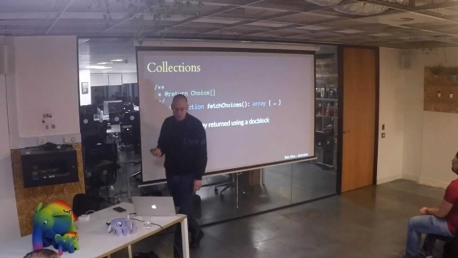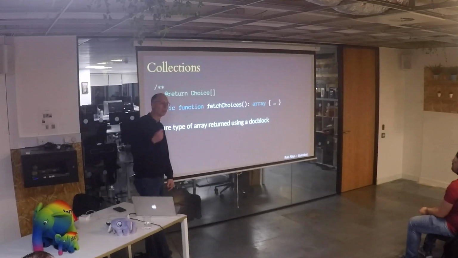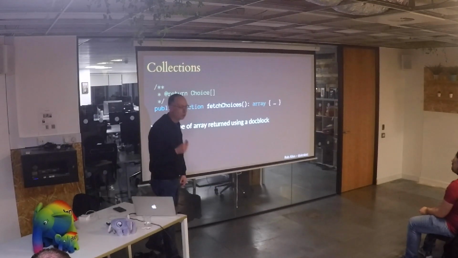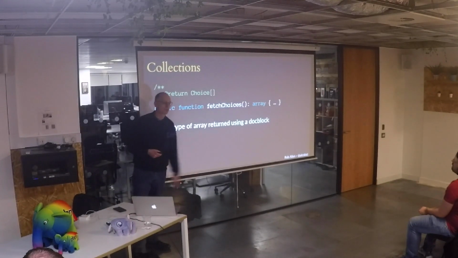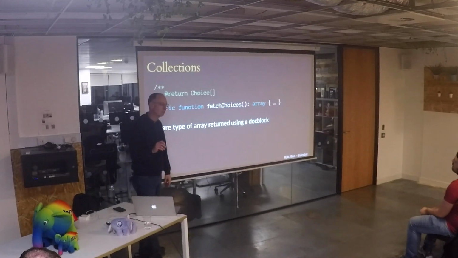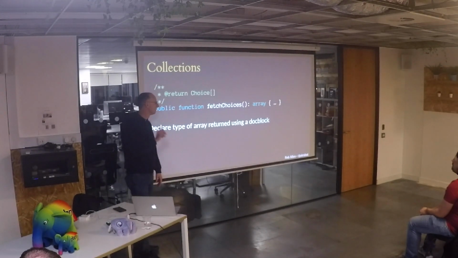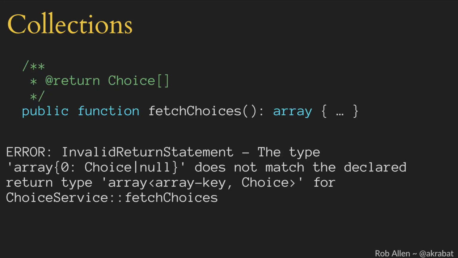All you can do is tell PHP, I return an array. You cannot tell PHP, I return an array of choices. Can't be done. So we have a DocBlock where we return choice and then the square brackets. And now all the static analyzers know that we're getting an array of choices back. So I did this and promptly got this error somewhere else in the source code, like you do.